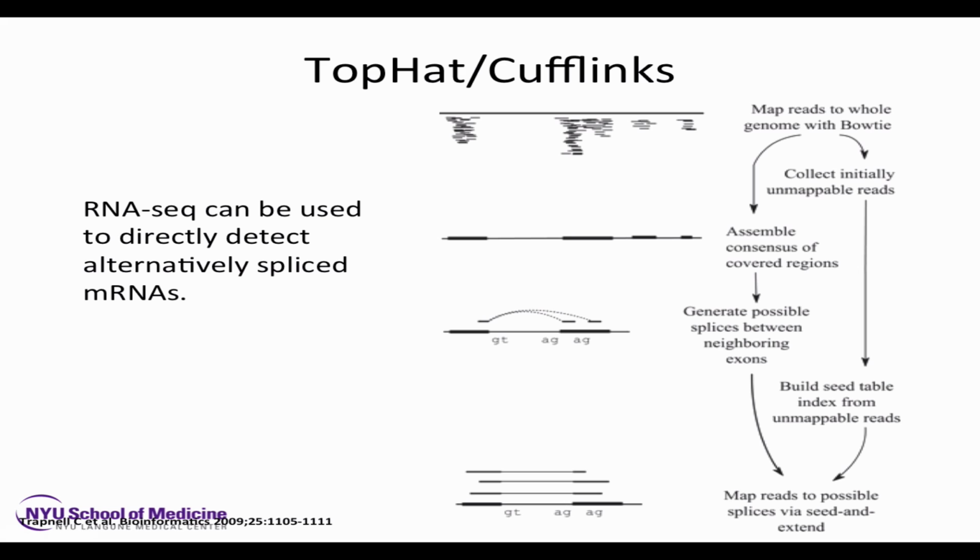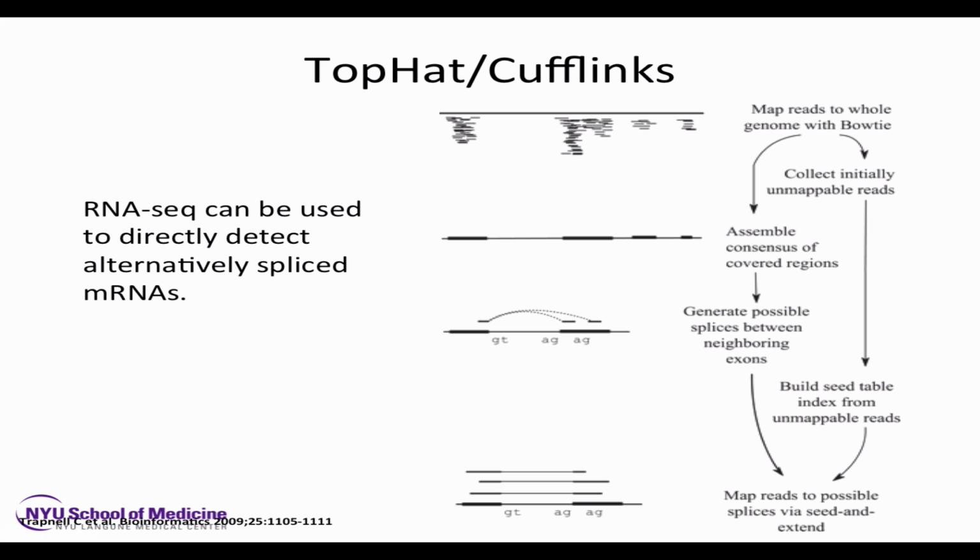Okay, so that's all I'm really going to say about TopHat. Just that it's a spliced aligner. It uses a Bowtie index, and Bowtie is yet another piece of software that gives you a huge speed up compared to BLAST. And that's all I'm going to say about Bowtie, although it's relevant because you'll see Bowtie in some of the commands that we're going to type.